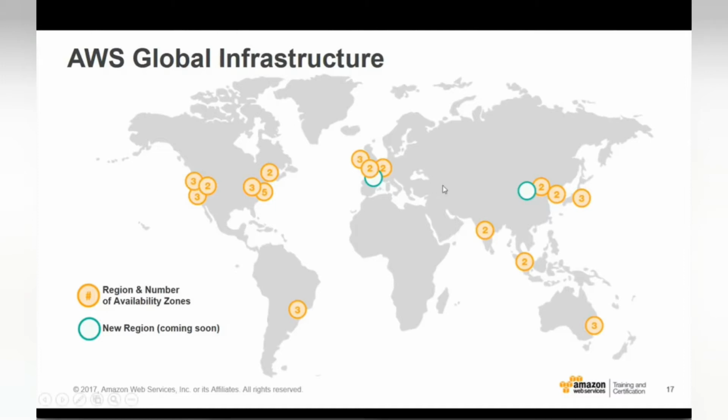So we have some additional infrastructure which isn't displayed on this slide, called edge locations. So the phrases you'll hear about throughout this course will be region, availability zone, and edge locations.